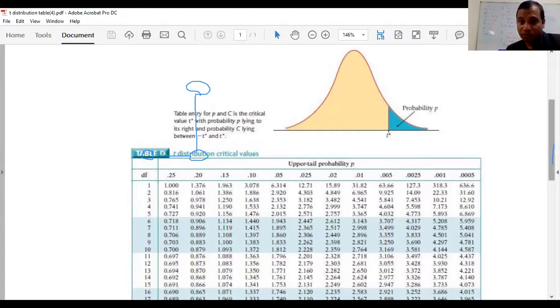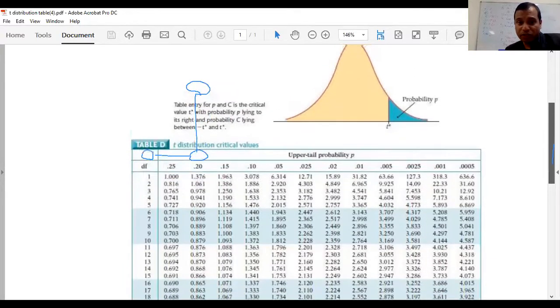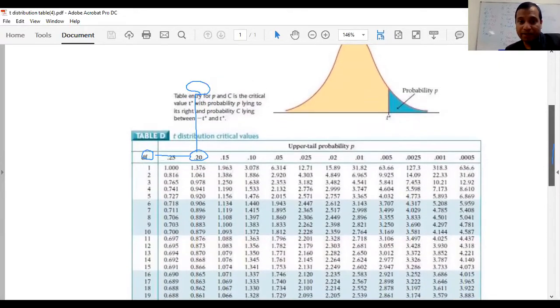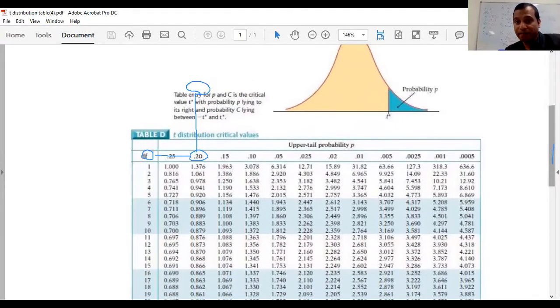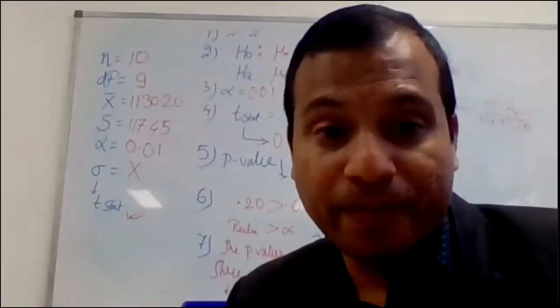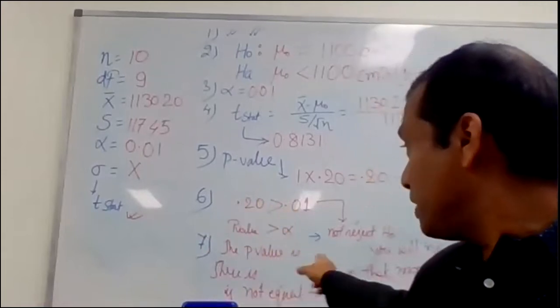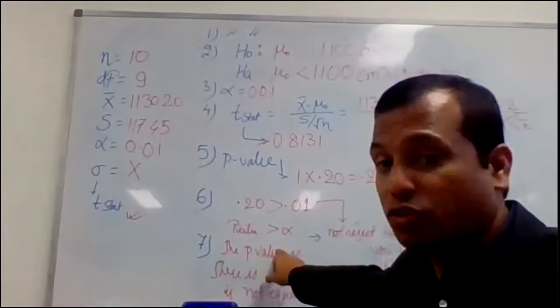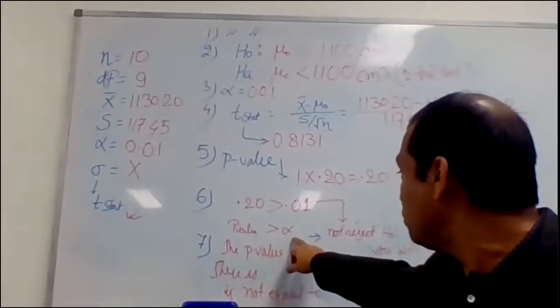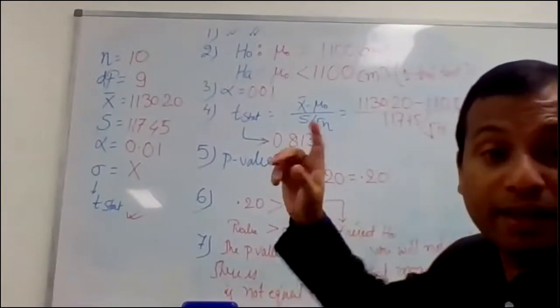So what I'm suggesting is to just stick to the value which you got here and decide on the left tail and right tail. In this case, it is clearly coming out 0.20, and 0.20 is greater than 0.01. So the p-value is greater than the alpha value. It means we are not rejecting the null hypothesis.